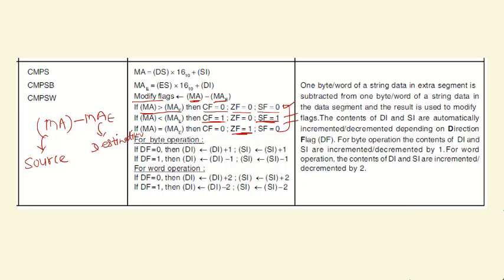And similarly, for the word operation, both the content of the source index and the destination index will get updated by +2 or -2. So it basically depends on the direction of the movement of the data. On the basis of the value of DF, it will get incremented or decremented by 2. So this is the second operation.